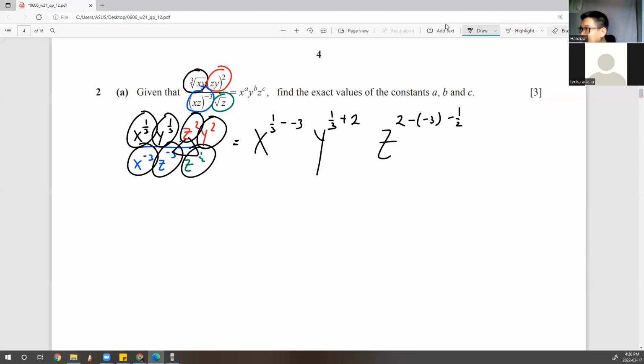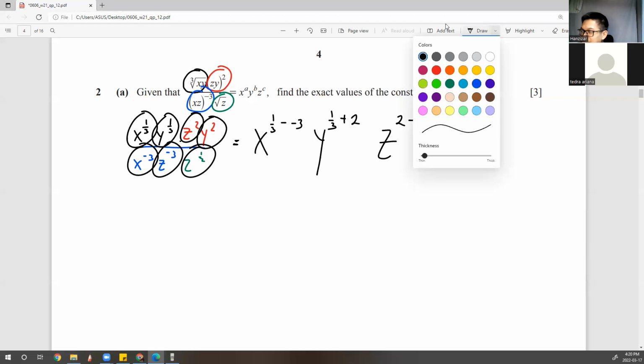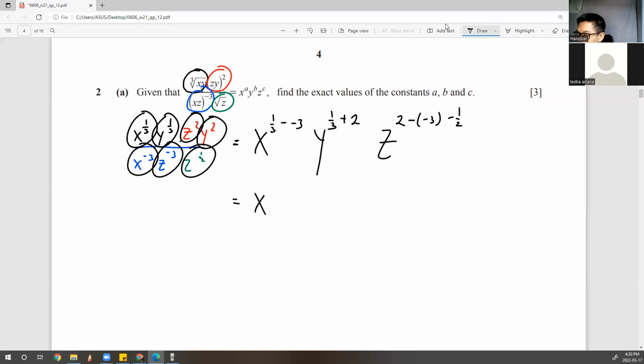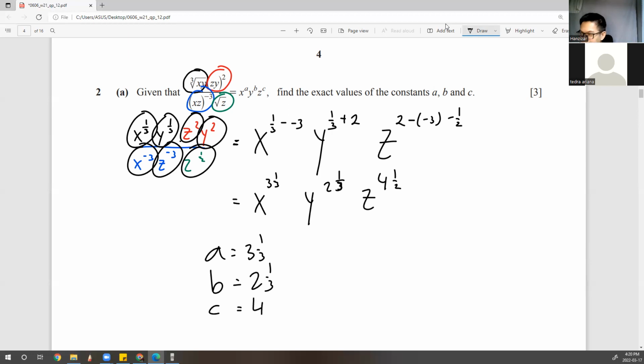Now what we're going to do is combine. Use your calculator. 3, 1 over 3, right? 2, 1 over 3, not multiply, this is the mixed fraction. And then z power 5 minus half, this is 4.5. And this is the a, b, c exact value: a is 3, 1 over 3 in a mixed fraction, of course, and 2, 1 over 3. If you want to change into an improper fraction, it is up to you, but why do you have to change again, right?